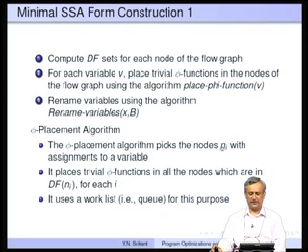The phi placement algorithm picks the nodes Ni with assignments to a variable. There may be many nodes which assign to a variable v, and each of these nodes is picked up. It places trivial phi functions in all the nodes which are in the DF of Ni for each i. So, if there are 3 nodes where a variable A is being assigned, look at the dominance frontier of each of these nodes, go to the DF node and place a trivial phi function there. Trivial phi function is of the form phi of v comma v comma v, etcetera, and the number of operands for the phi function is equal to the number of predecessors of that particular join node.